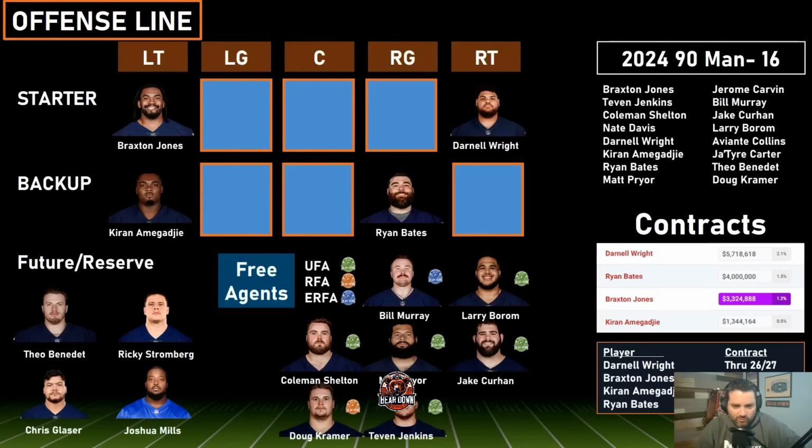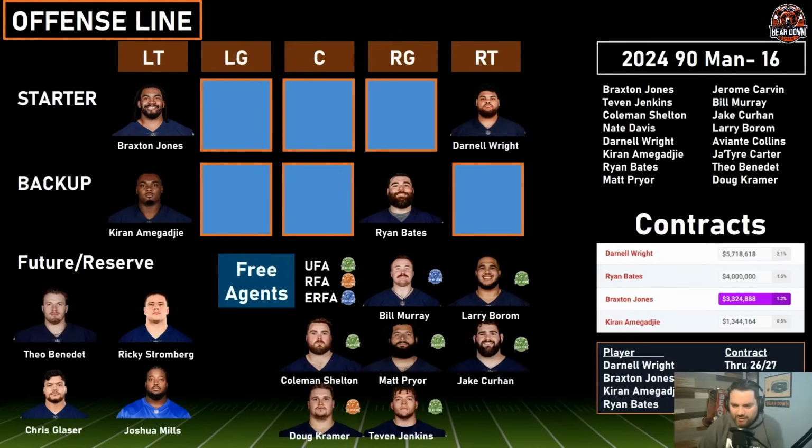But I don't see a world where we keep Larry Borum. I can't see that happening at all. He doesn't fit as sweet. I don't even think he's better than Karan Amagaji. That's saying a lot. So that is saying quite a bit, that he's not better than Karan Amagaji. So that's where we stand with those guys with the current roster.